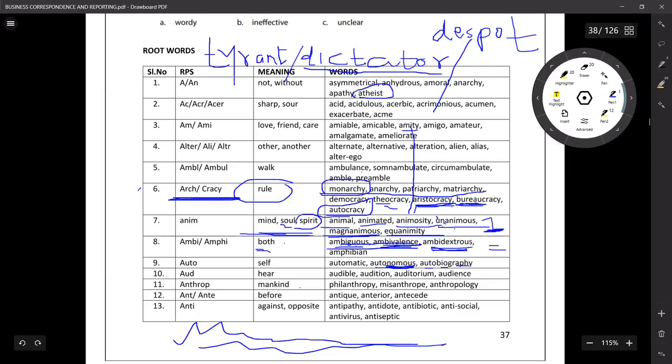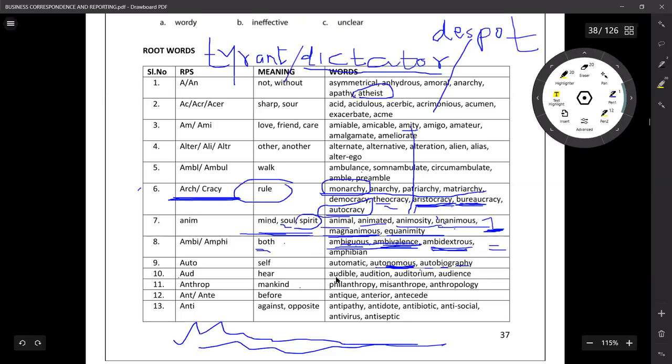Auto is self, correct, Lokesh. Auto is self. Okay, bio is life, good. Graphy, what is graphy? Graphy means to write. So writing the story about your own life, correct? Self-written life, perfectly put. Graphy means writing.